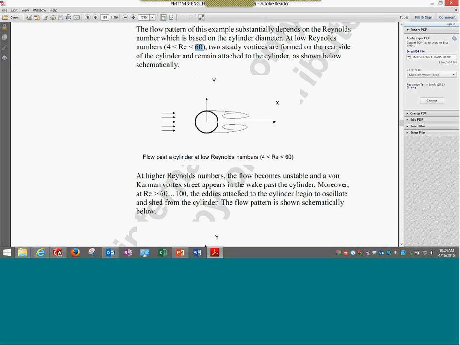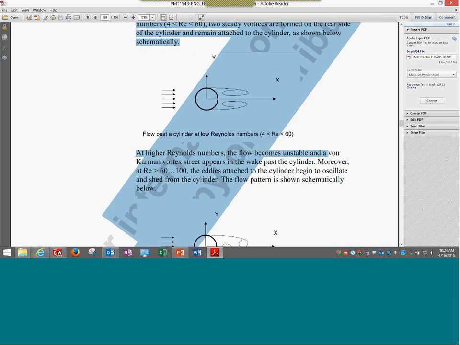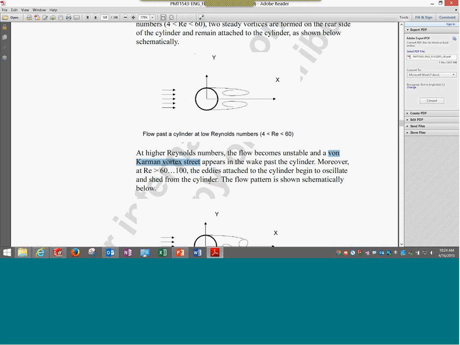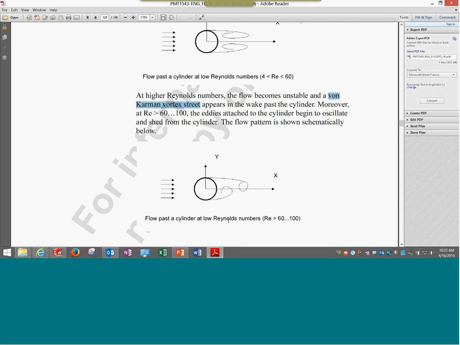However, when it moves above 60 to 100 on such cylindrical entities, it leads to a phenomenon called the von Karman vortex. In this case, there is an imbalance in these two vortices, and the one that comes from below can be a bit different. It's just an imaginary thing. Please try to understand how it might be happening.